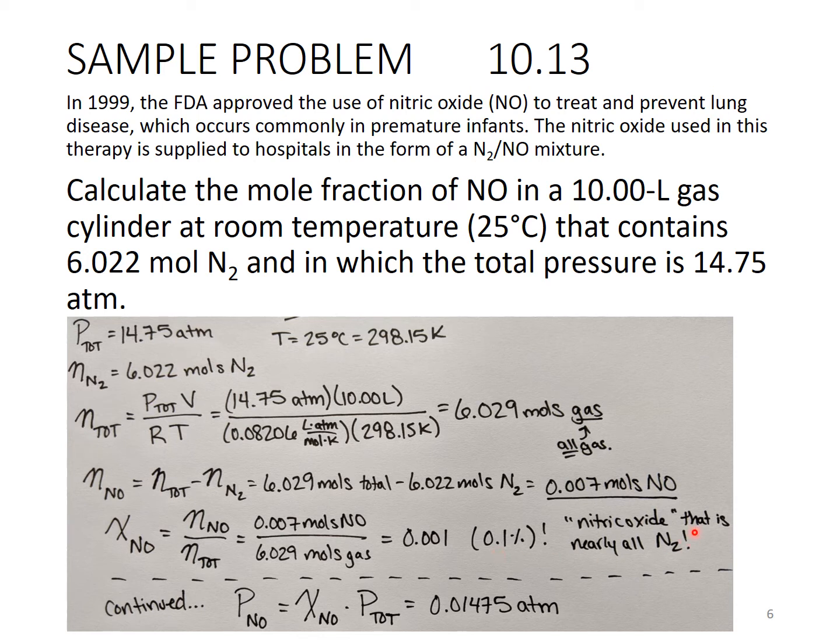So you could actually do further calculations with this and take a look at the partial pressure. So the partial pressure of nitric oxide in the 14.75 atmospheres is only 0.01475 atmospheres, right? It's a very small portion of the partial pressure is coming from nitric oxide. The rest of it, nearly all of it, is coming from nitrogen gas.